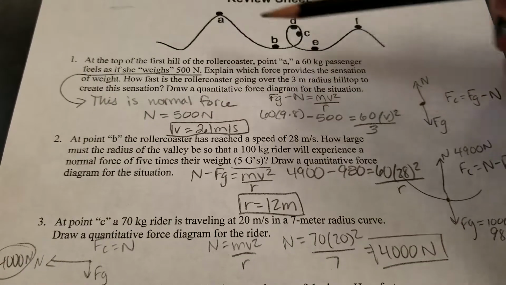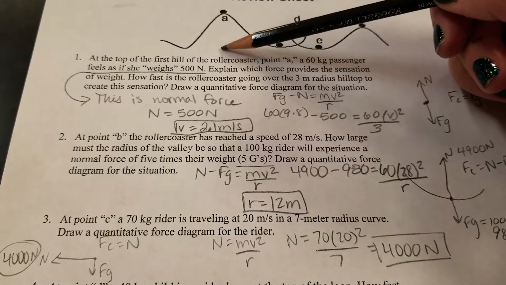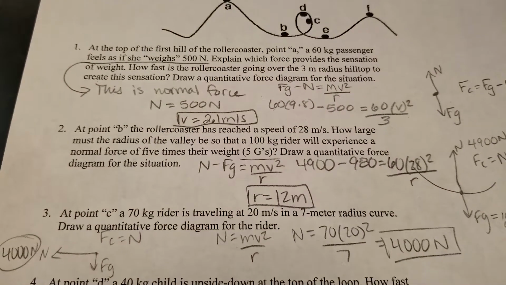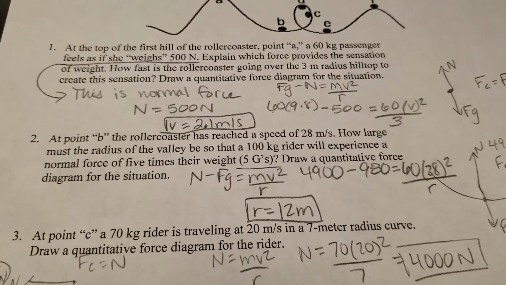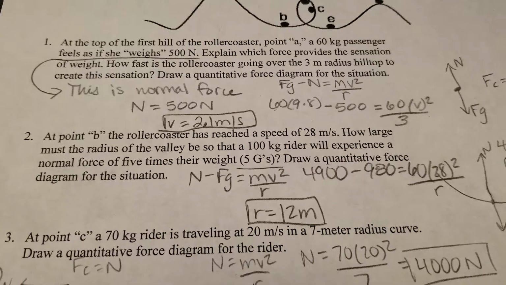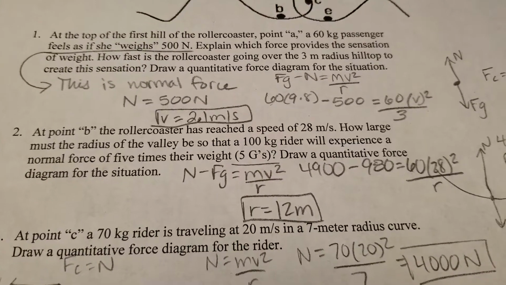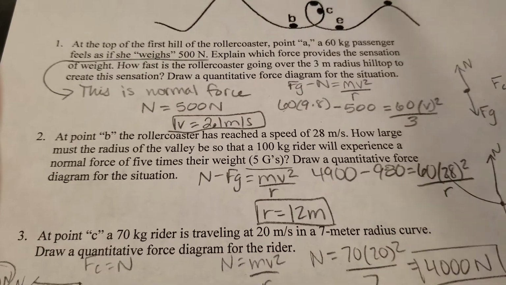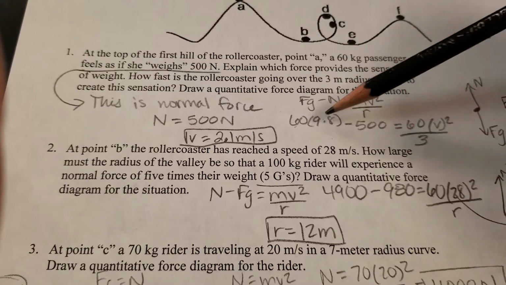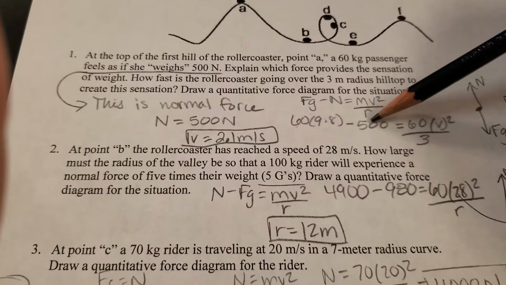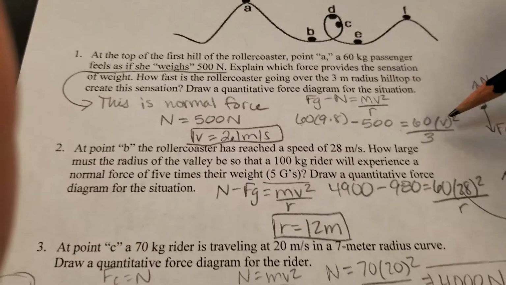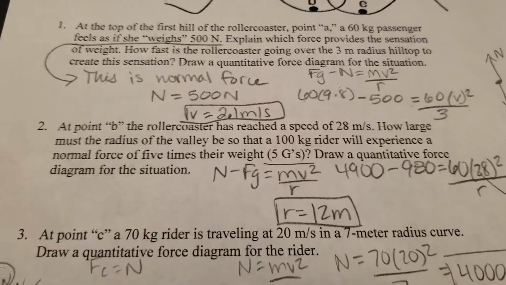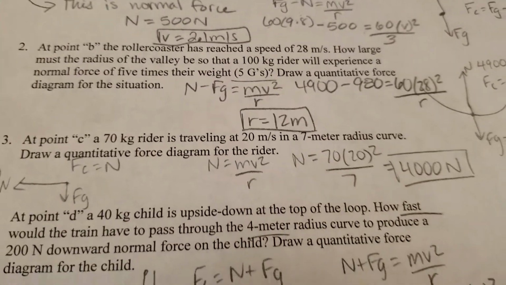Now, the force of gravity here at point A is going to be center seeking, and the normal force is my center leaving force. So I have Fg minus N equals mv squared over r for my centripetal force. So 60 times 9.8 minus 500 equals 60 times v squared over 3. If you do the math, you want to subtract this first, multiply both sides by 3, divide by 60, and then take the square root. When you do all of that, you'll get a speed of about 2.1 meters per second. That's how fast you have to go to make that loop.